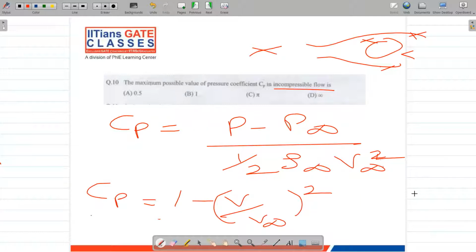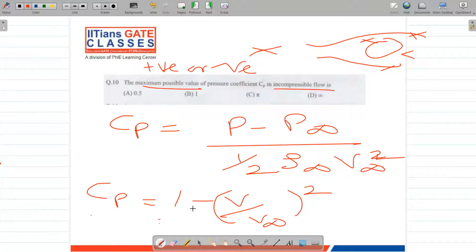Enough for that particular case to derive the CP value. Now they're asking us what is the maximum possible value of CP, and in the question they're asking for the maximum possible value. So they are not asking whether in terms of the positive or the negative sense. So in an absolute sense is what they're asking.